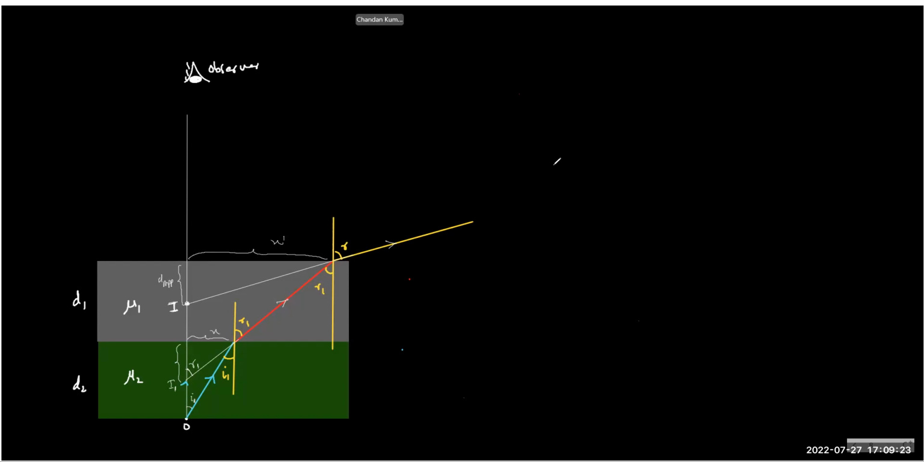Right, use Snell's law two times and convert the answer. Yes, sir, I did it. Now I am looking at the figure and trying to solve it. You can take this as y and you can write. I'm writing the answer directly.